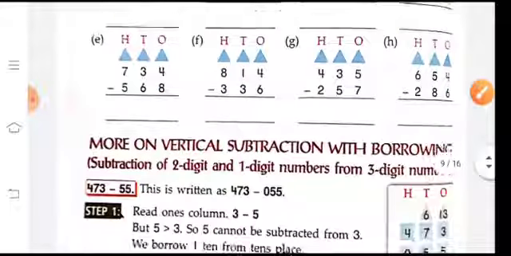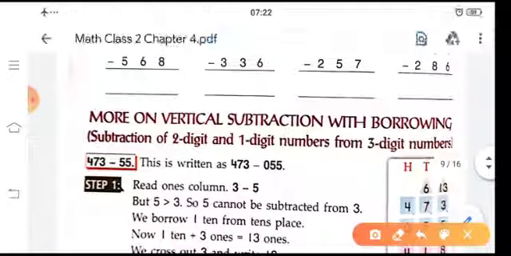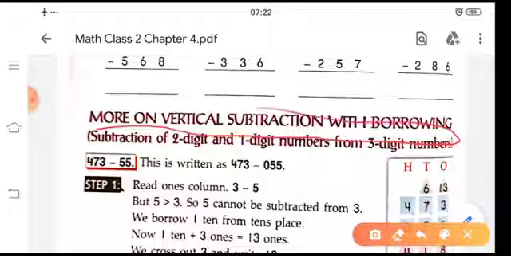That is all for today. We'll do more vertical subtraction with borrowing in our next class. So children, do exercises 4.5, 4.6 and 4.7 in your copy and send them on WhatsApp.